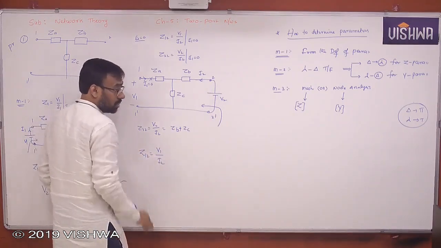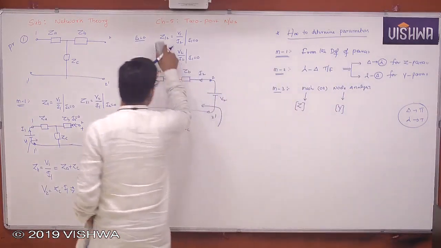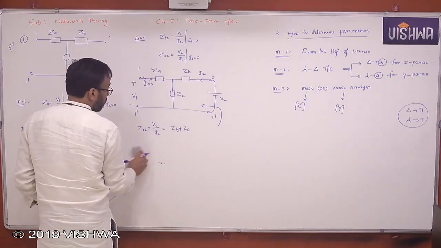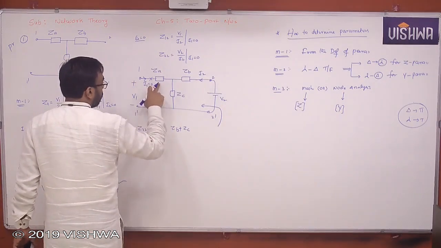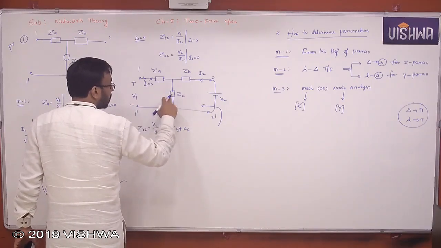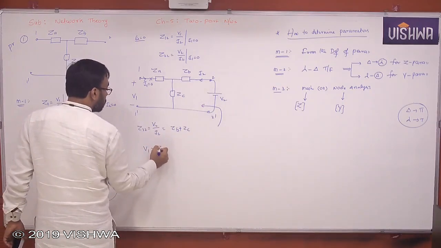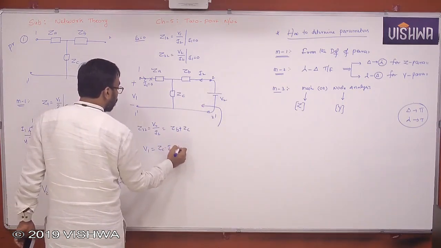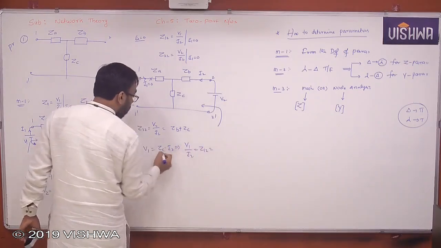Similarly, Z12 is equal to V1 by I2. Or else you understand that V1 is equal to something into I2. But what is V1? The voltage across these two terminals. Since there is no drop because of the open circuit, the same voltage will appear here. I2 is flowing here. You can relate them. V1 is equal to ZC into I2. From this we understand V1 by I2, nothing but Z12, is how much here? ZC.